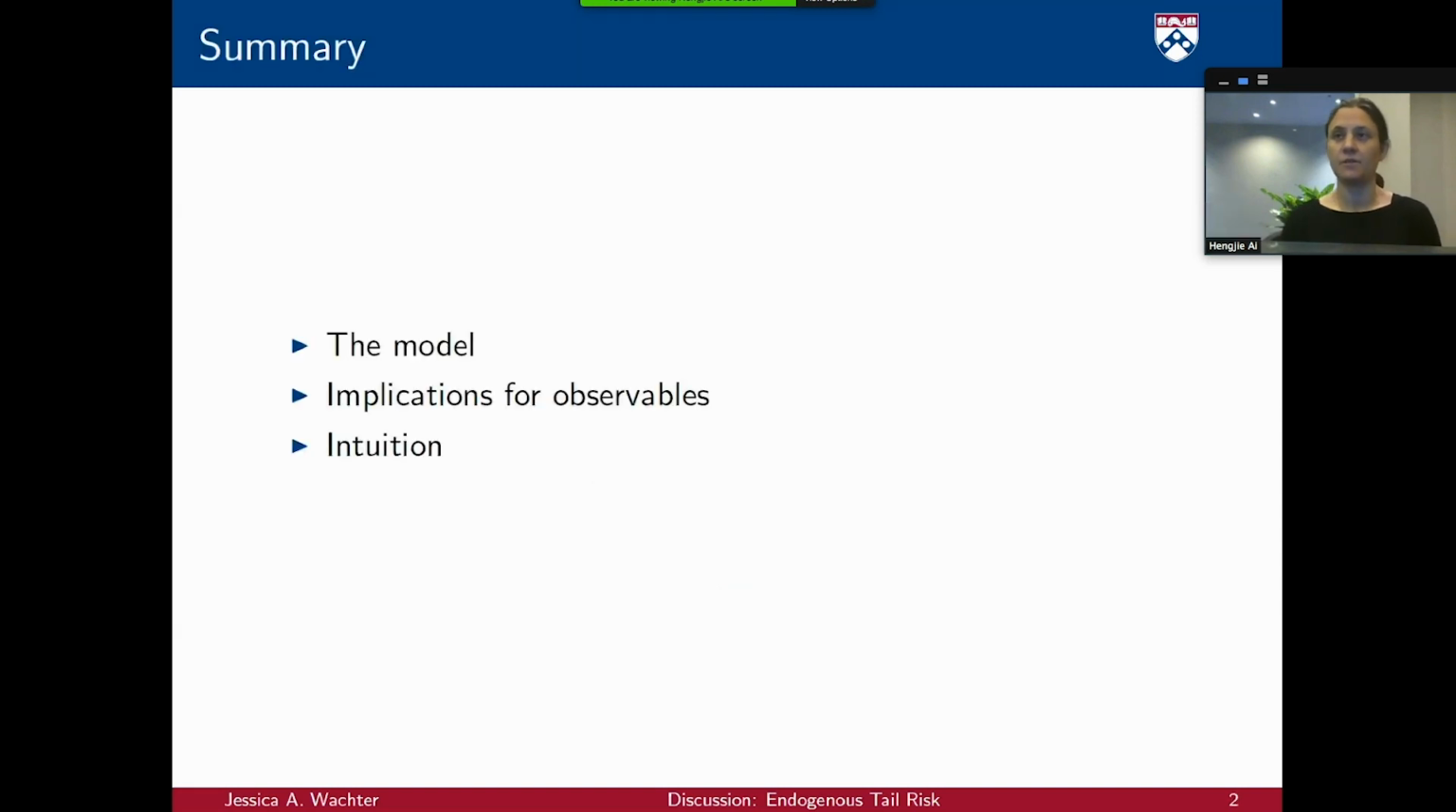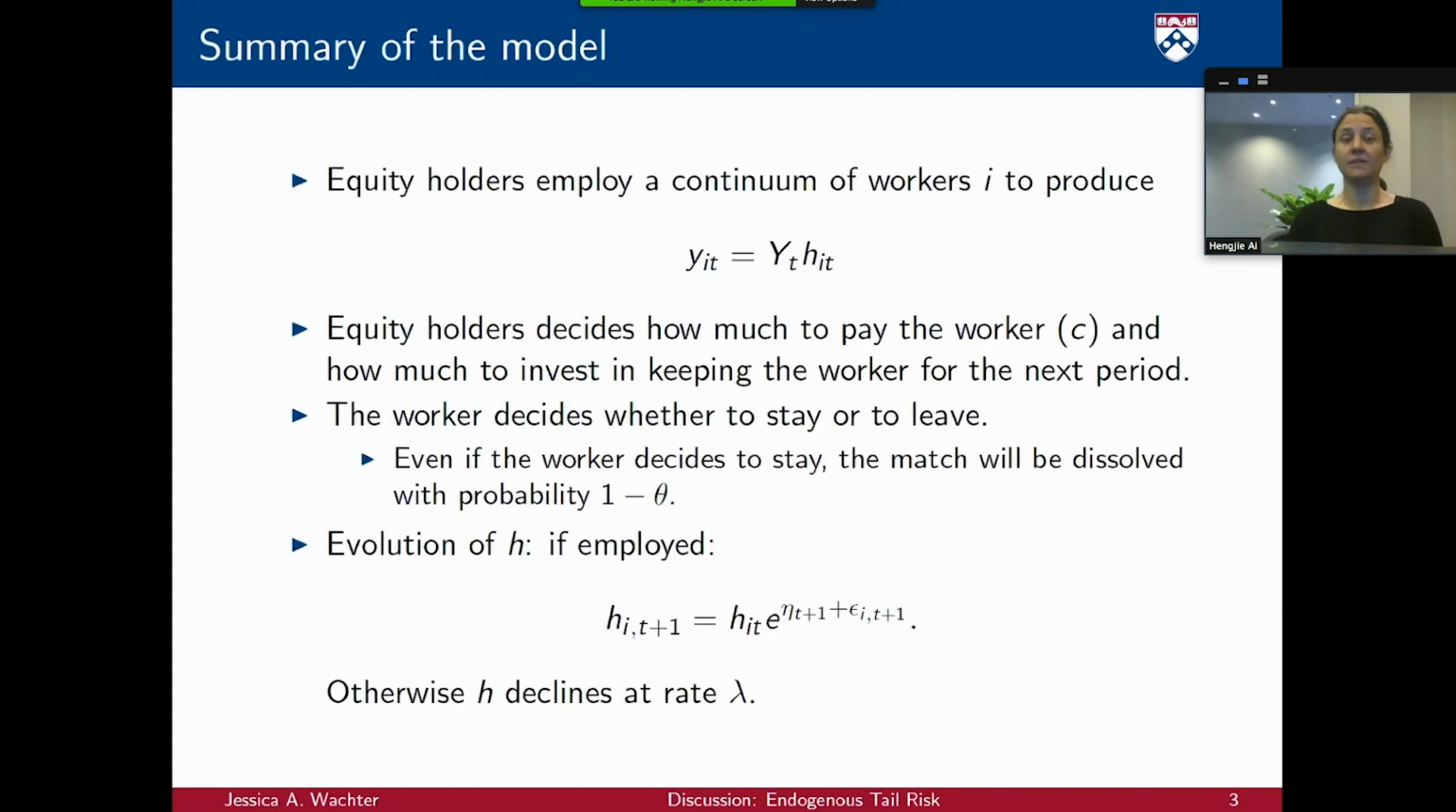I'm just going to briefly go through the model, discuss the implications for observables, give some intuition, and then give some comments. Okay, so the model. There are equity holders. They employ a continuum of workers, indexed by i. The equity holders have this production technology: capital Y_t is aggregate productivity, and h is the worker's human capital that they bring. This match produces output, little y.